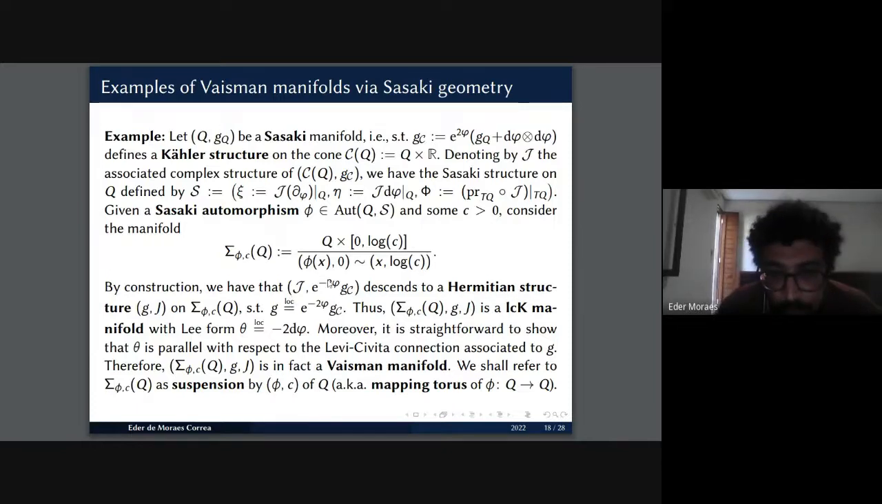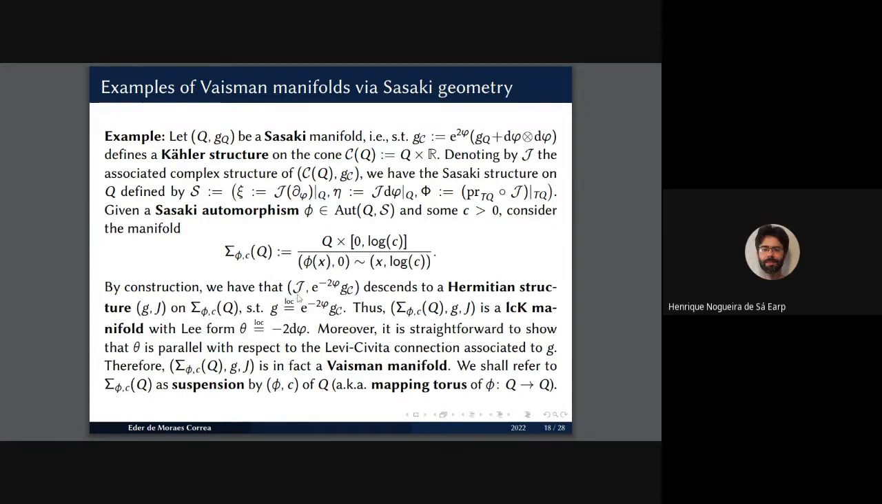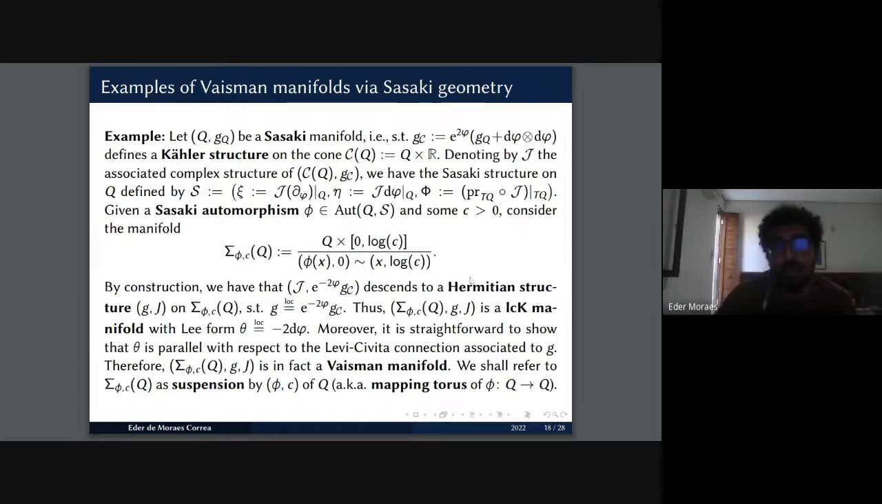No, I need to do this conformal change for this Hermitian structure to be well defined on the quotient. So you need to conformally change to even be able to define a Hermitian structure on the quotient. Okay, fine. Now it's clear. Thank you.